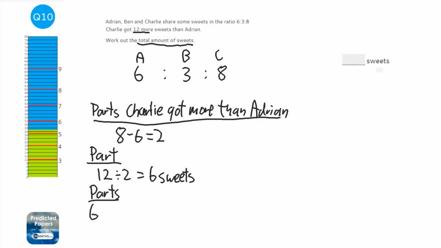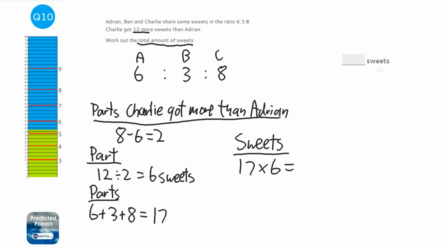So we do 6 plus 3 plus 8. Now I know 6 plus 8 is 14, plus 3 is 17. So we've got 17 parts in total. Each of them is worth 6 sweets. So to work out the amount of sweets, we do 17 times 6. Now we could do 7 times 6, which is 42, 10 times 6, which is 60. So add the two together, it's 102. So there are 102 sweets altogether.